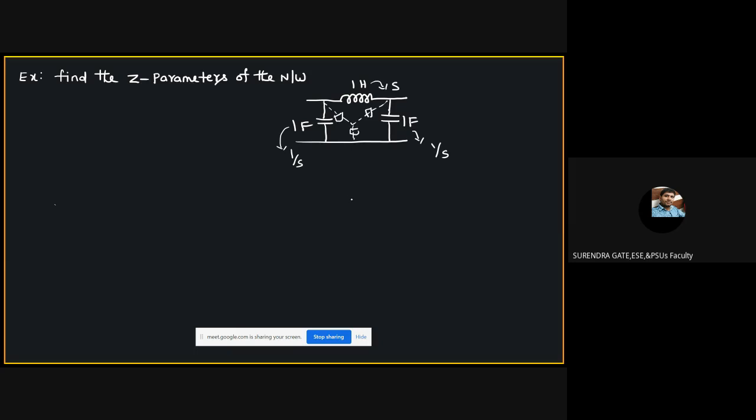Then after converting into star, you can get the network like this. You draw the network like this. Then for this network, find the Z parameters. How to convert the star, that you know. Find the Z parameters. This I am giving as an assignment for you. Try this.